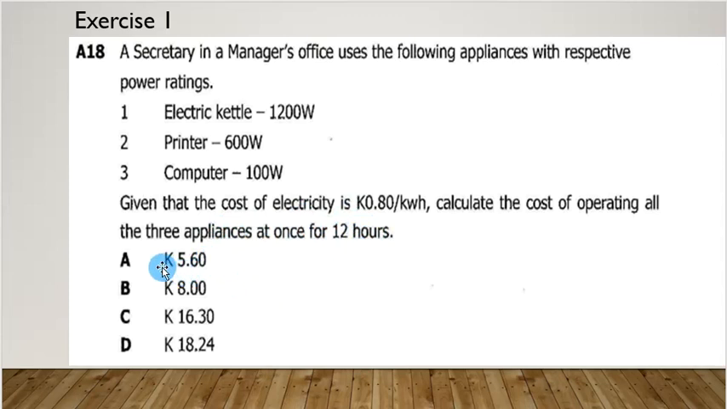So is it going to be A, 5.6 kwacha? Is it going to be B, 8 kwacha? Is it going to be C, 16.3 kwacha? Is it going to be D, which is 18.24 kwacha? So it is your duty to calculate the cost here like we did.